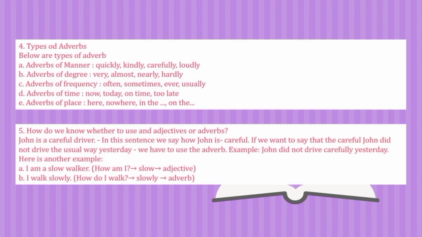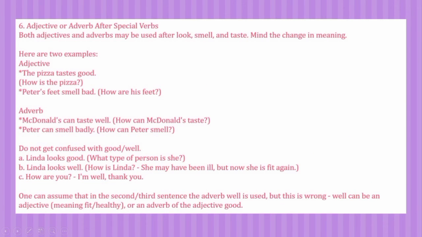Here is another example. I am a slow walker. How am I? Slow, adjective. And so on. And the last one, adjective or adverb after special verbs.